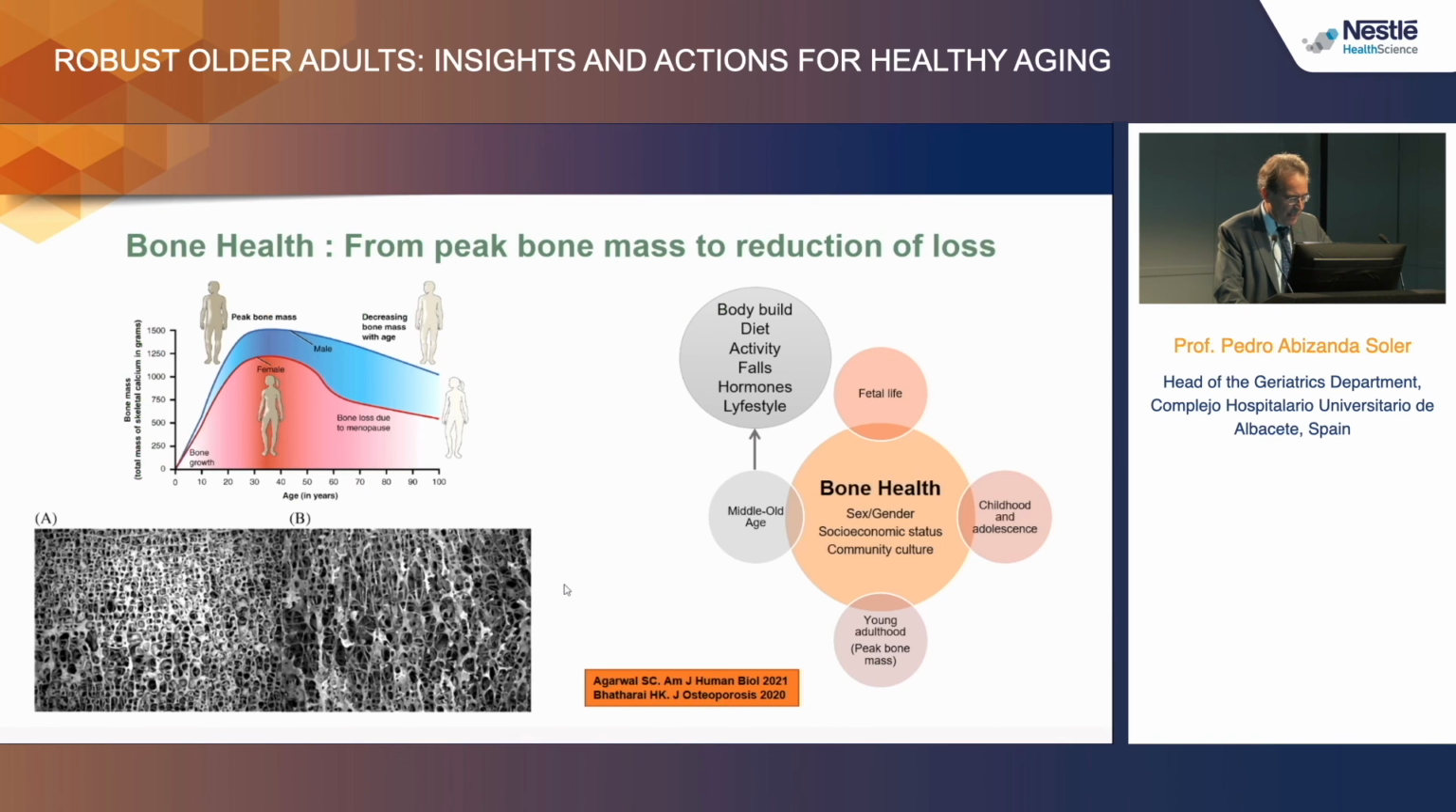And of course, we need to focus also on bone health, because we know that an unhealthy bone is a risk factor for unhealthy aging, and we must take into account a life cycle approach also, because in the first years of life, from fetal life to young adulthood, we will need to be more concerned about peak bone mass, how much bone we're going to deliver. And then when we arrive at middle and old ages, then probably other activities like diet, activity, falls, hormones, lifestyle, and bodybuilding will be of outstanding relevance.